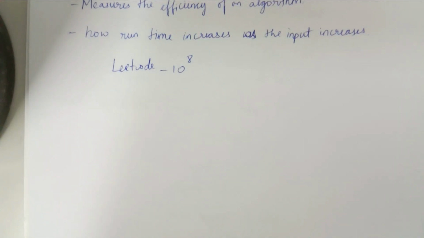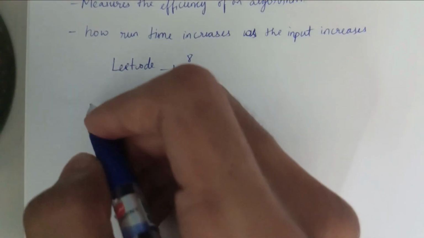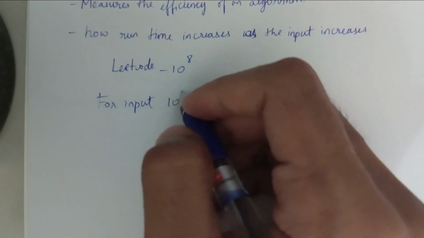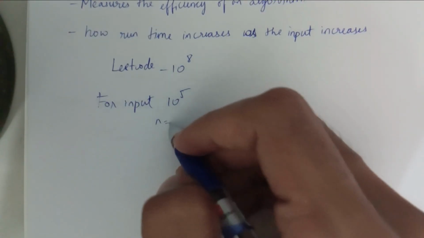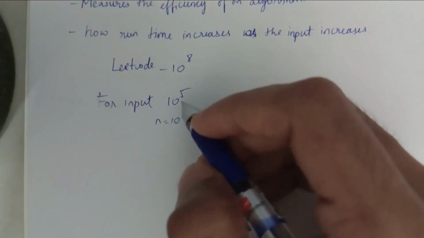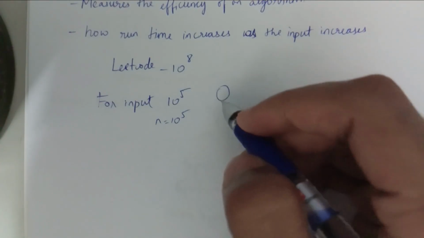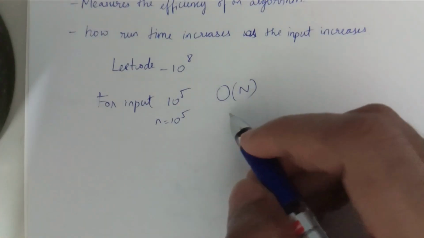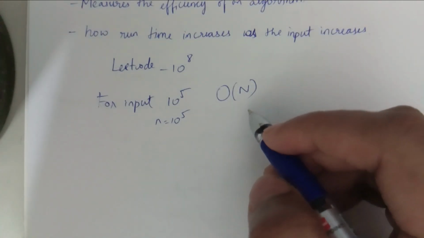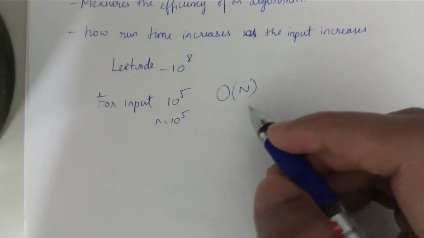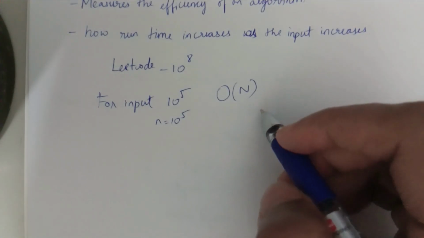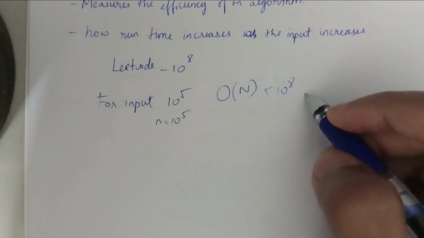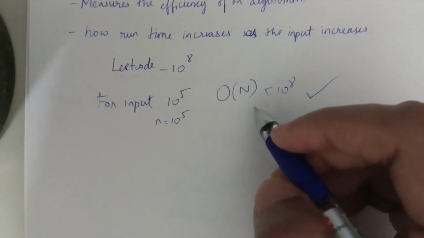So for example, we have an input, say 10 power 5, like n is equal to 10 power 5. And if the time complexity or the big O notation is big O of n, that means the number of operations which the program will take at max is 10 power 5. So this is less than 10 power 8, the program will execute.